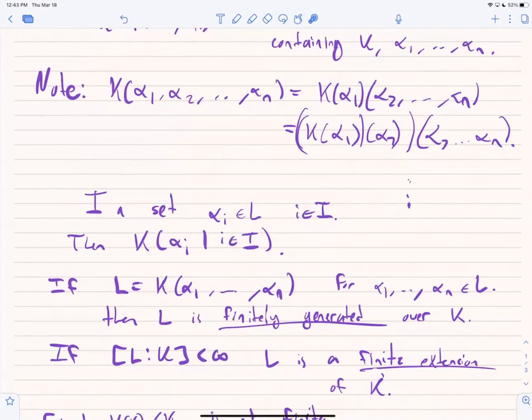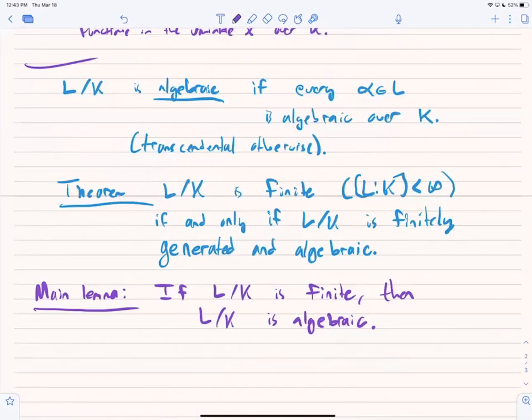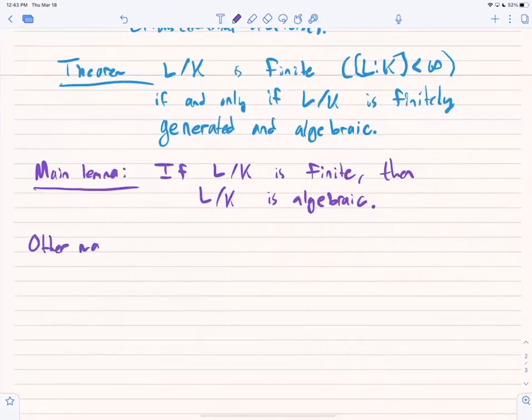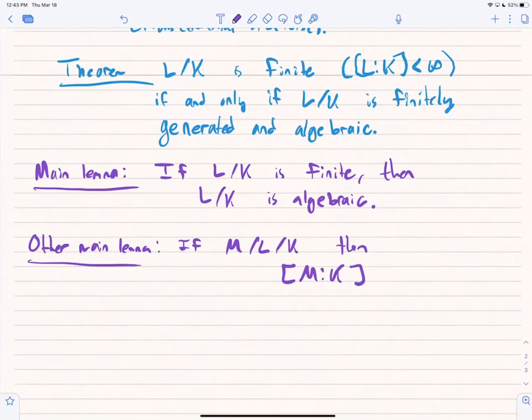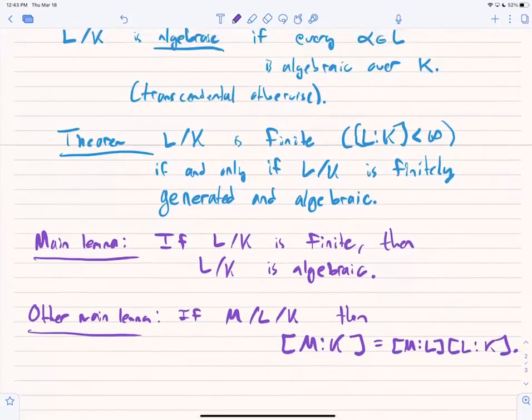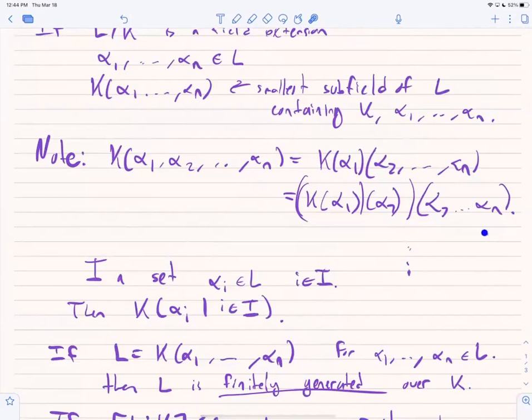And then, well, I guess there's another lemma you need that I didn't state. So let me say the other main lemma. If you have a tower of field extensions, then the degree of the biggest extension, M over K, is equal to the degree of M over L times the degree of L over K. You use that when showing that finitely generated algebraic implies the extension is finite, because you break it up into a chain of extensions where each one of these extensions is finite, and then the total degree is just the multiplication. You're multiplying together these n finite numbers.